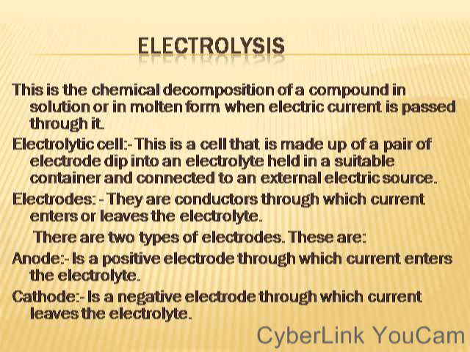Now, the next one we are going to be looking at is electrodes. The electrodes are the conductors through which current enters or leaves the electrolyte. We have two types of electrode. We have the anode, which is a positive electrode through which current enters the electrolyte. And we also have the cathode, which is the negative electrode through which current leaves the electrolyte.